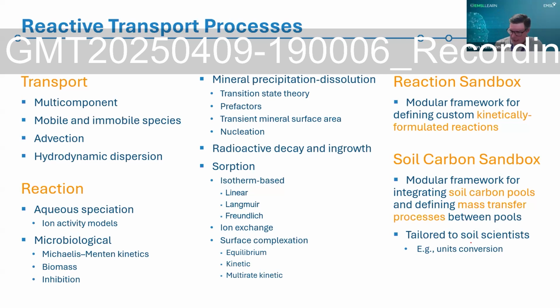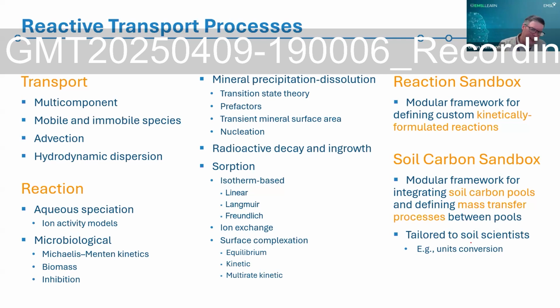On the reaction side of the code, we support aqueous speciation. You can think of that as equilibrium reactions, say the carbonate species, carbonate, bicarbonate, and aqueous CO2. Well, there's equilibration that occurs between all those species. Aqueous speciation calculates this. We support microbiological reactions. So we focus on Michaelis-Menten kinetics, or think of that as being multiplicative Monod or dual Monod. We support biomass, and then we have inhibition terms. So under certain conditions in the subsurface, microbial reactions will not proceed.